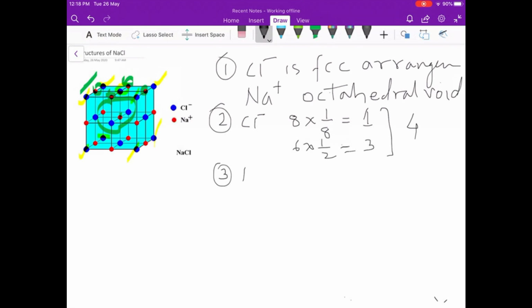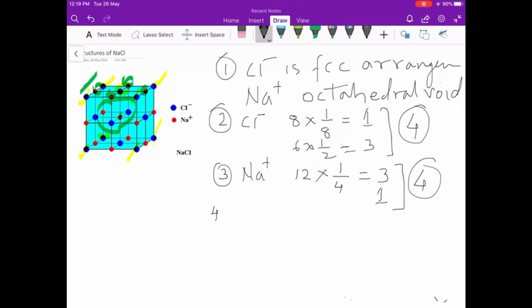This is the calculation of chloride ion. In the same way, if I want to calculate the total number of sodium ions, we discussed 12 edge centers, and one edge of a unit cell is shared by 4 unit cells, so it becomes 1 by 4. That is equal to 3. Then sodium also has one body center somewhere in the middle. So the total number of sodium ions present in one unit cell is 4. That means we have altogether 4 chloride ions and 4 sodium ions.